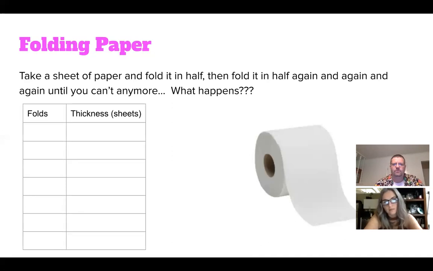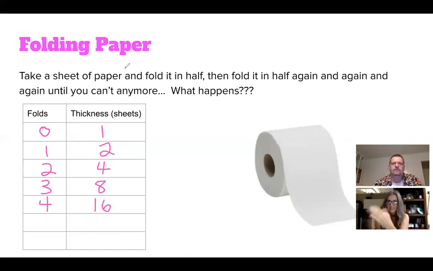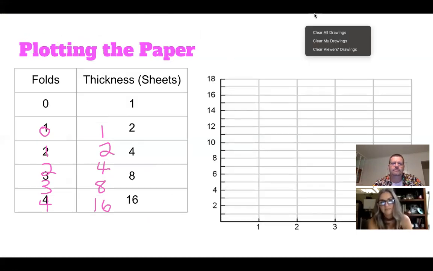So what happens as we fold and as we do this? Before I fold it, how many sheets of paper thick is it? 1. Okay. Once I fold it one time, it becomes 2 layers thick. After I fold it the second time, you have 2 layers on top of 2 layers for a total of 4. Then you have 4 layers on top of 4, and 4 and 4 make 8. And then 8 on top of 8, and so on.